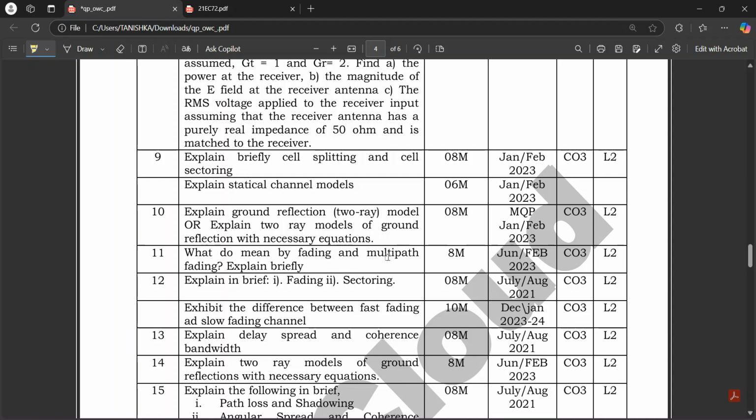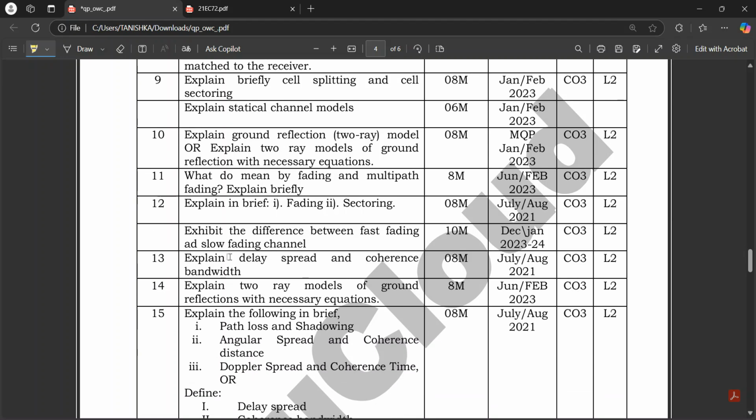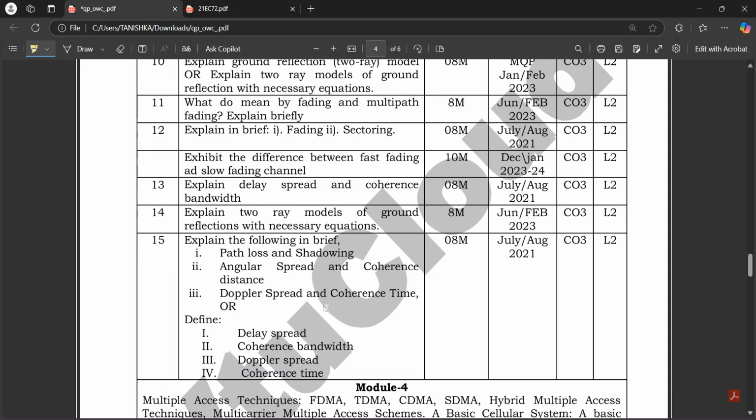What do you mean by fading and multipath fading? Explain in brief fading and sectoring. Exhibit the difference between fast fading and slow fading channel. Explain delay spread and coherence bandwidth. Then explain two-ray models of ground reflection with necessary equations.